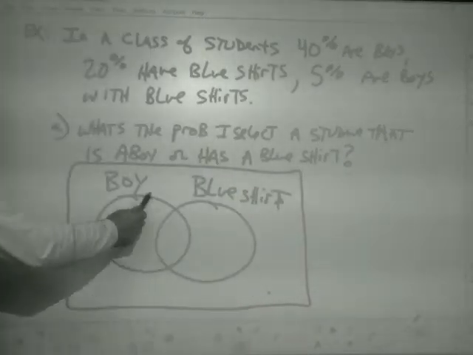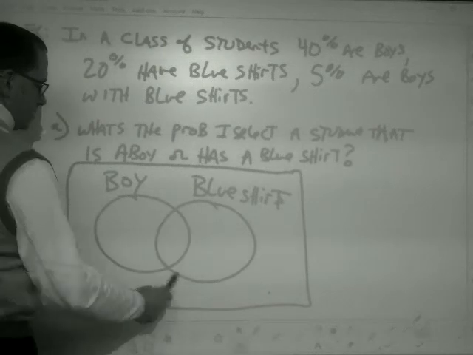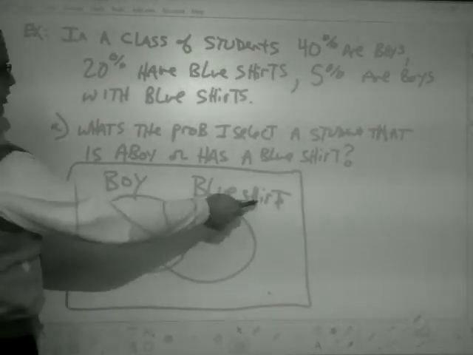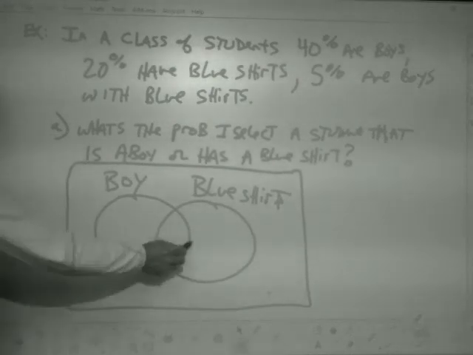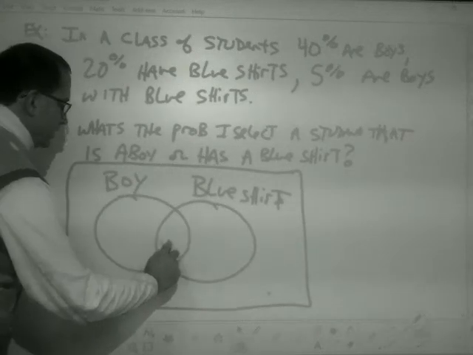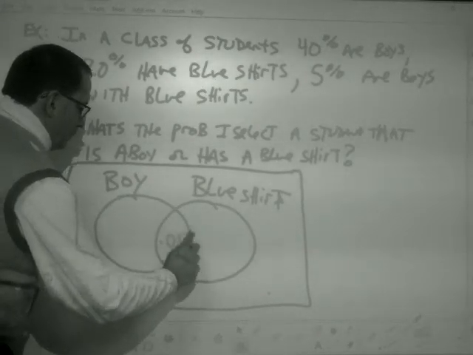So we make two circles that intersect. We label one of the categories boy, the other one blue shirt. And we always fill the center in first. So 5% are boys with blue shirts, and I use decimals, so 0.05.